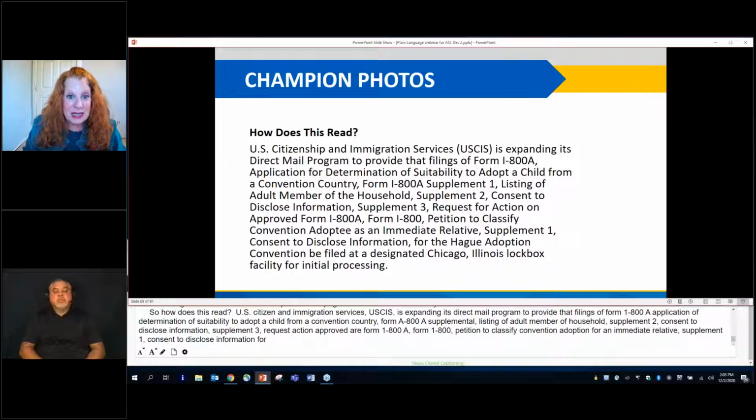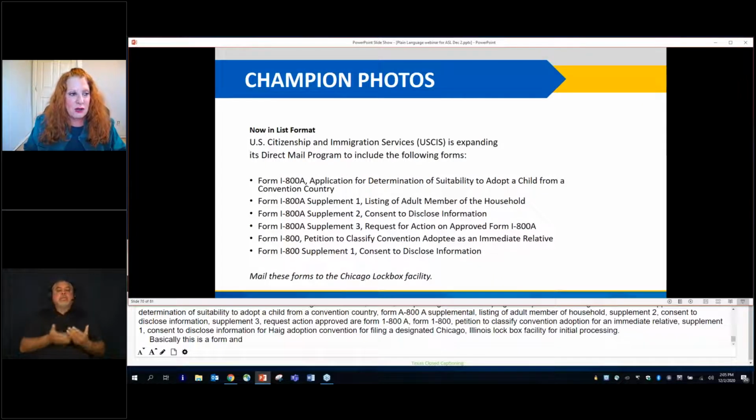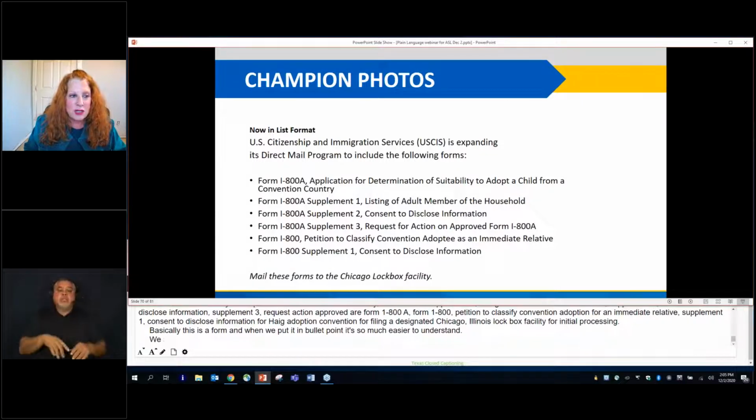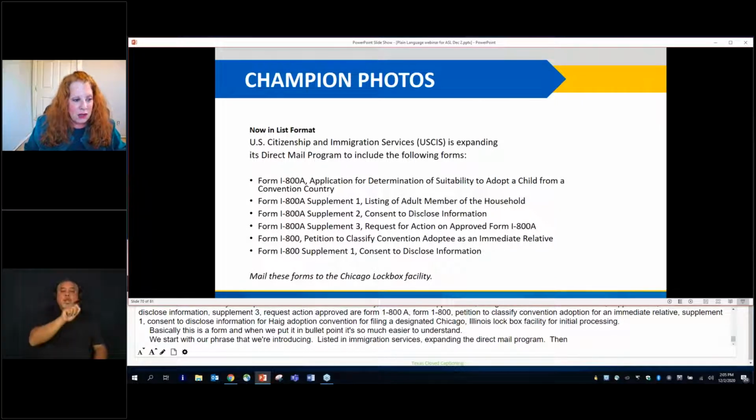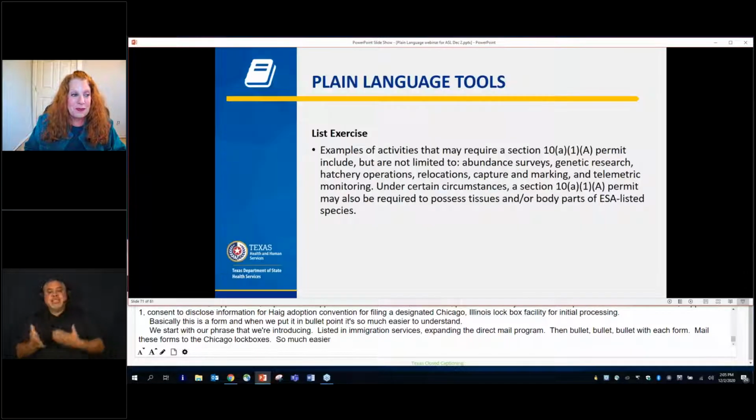Basically, this is a list of forms. So when we put it in bullet points, it's so much easier to understand. We start with our phrase that we're introducing it: U.S. Citizenship and Immigration Services is expanding its direct mail program. Then bullet, bullet, bullet, bullet with each form. Mail these forms to the Chicago lockbox. So much easier to read and to understand.